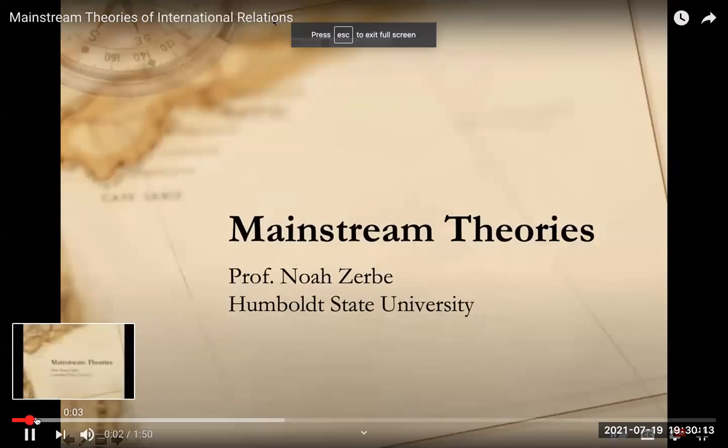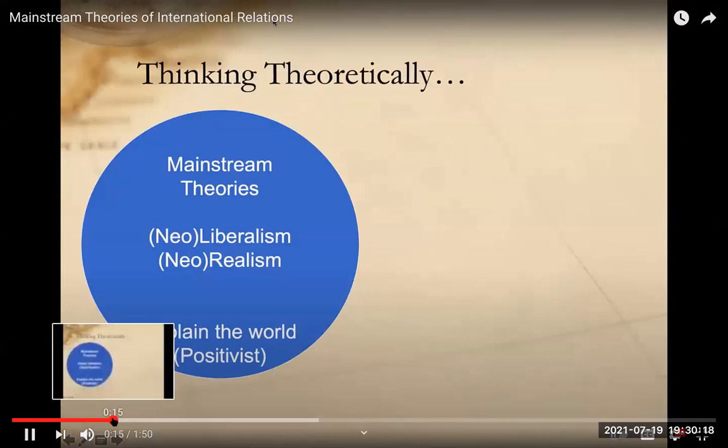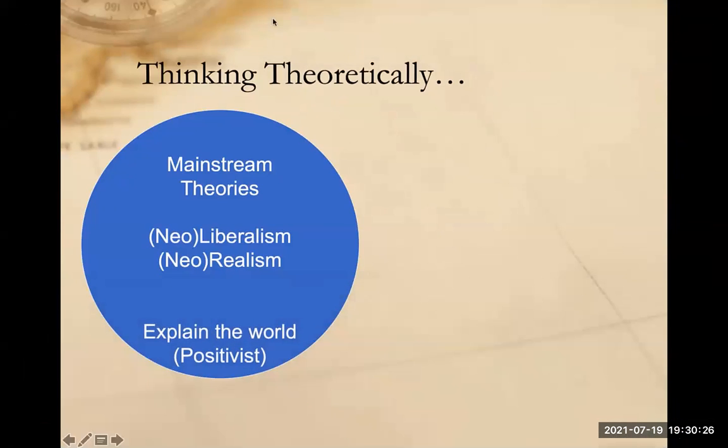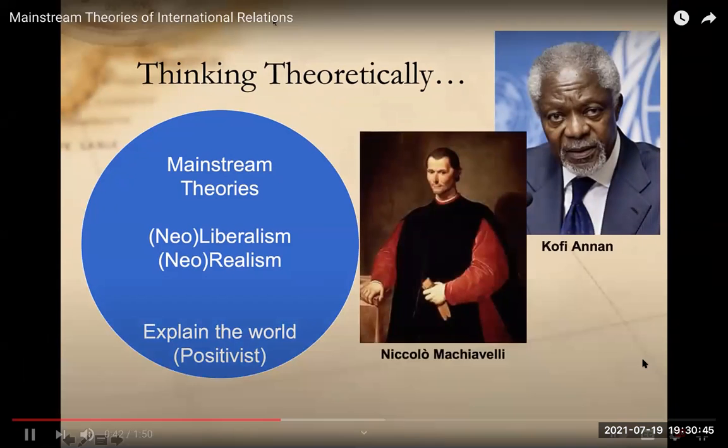Over the next couple of videos, we will study the so-called mainstream theories. The question to start with is, what makes mainstream theories mainstream? The simple answer is that these theories begin with an assumption of positivism. That is, they start with the assumption that the purpose of theory is to explain how the world actually is. They do not make, or at least they proclaim not to make, normative prescriptions about how the world should be. These theories include liberalism, which is sometimes called idealism, as well as realism and its variants. We're going to look at these theories in a bit more detail in the next few videos.